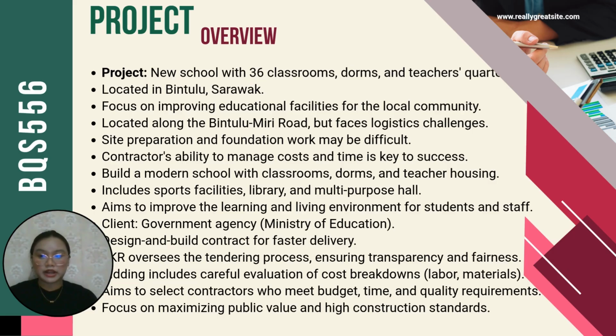However, being in a rural area, it may face logistical challenges, such as material delivery and skilled labour availability. The land shape may complicate the early construction stage, but the contractor is expected to manage this effectively. The main objective is to build a modern school that meets both academic and residential needs. The designs include 36 classrooms with modern teaching aids, 450 student dorms, 24 teachers' housing units, and facilities like a canteen, sport amenities, and multi-purpose hall to support learning and social activity.